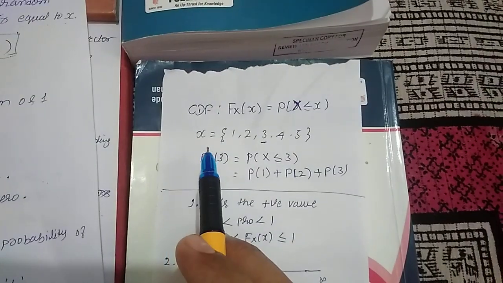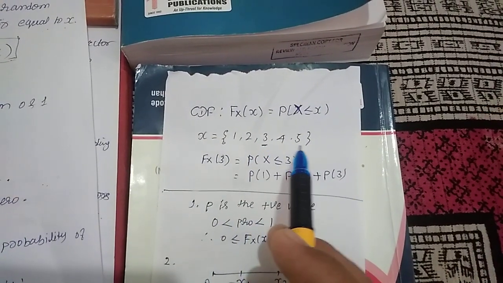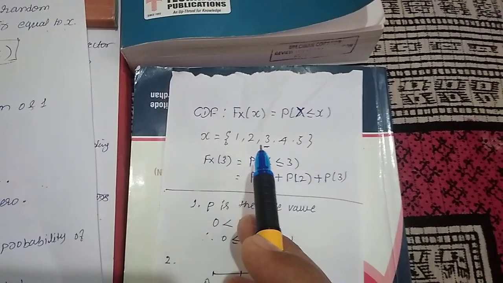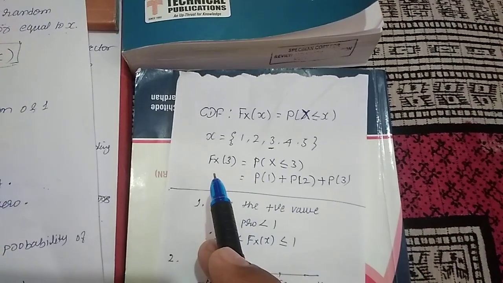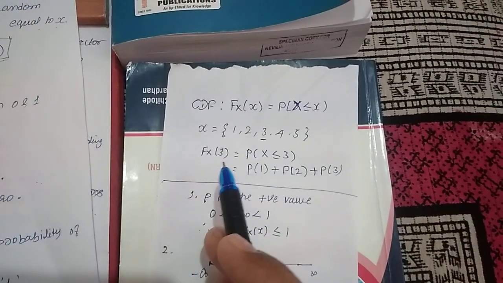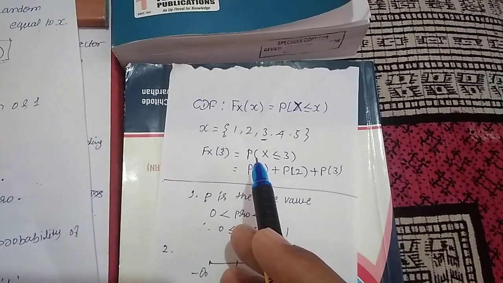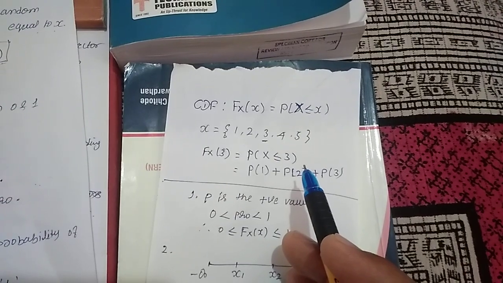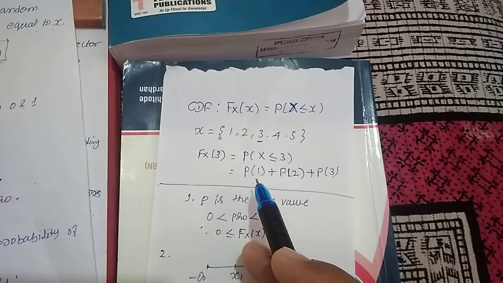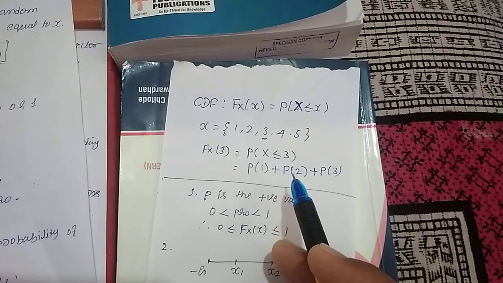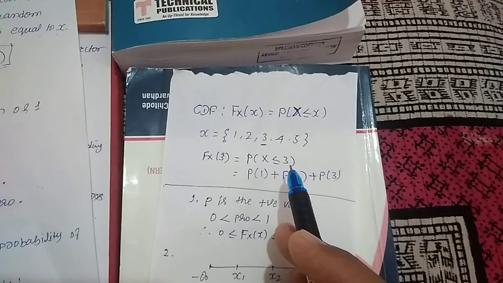For example, the event x takes discrete values 1, 2, 3, 4, 5. Here x is 3. Then the CDF F_X(3) is equal to P(X ≤ 3), which is denoted as P(1) + P(2) + P(3). Here the x range is less than or equal to 3.